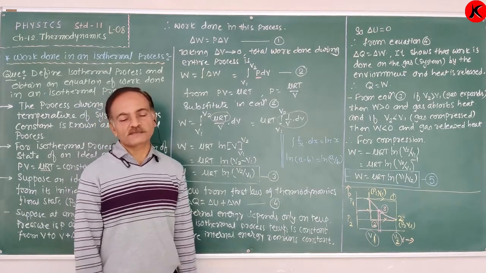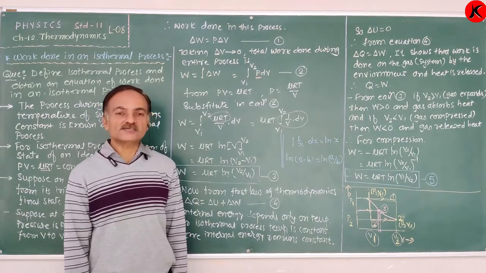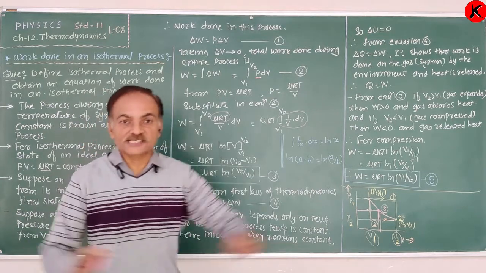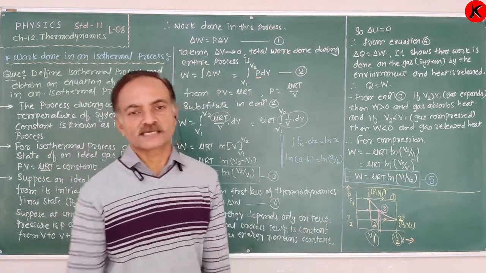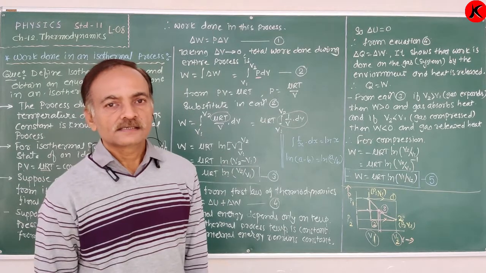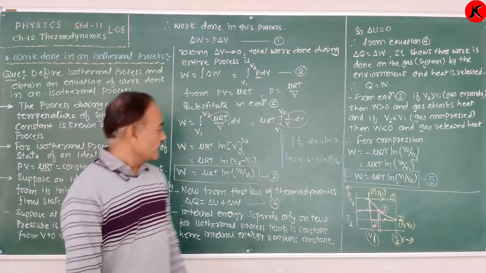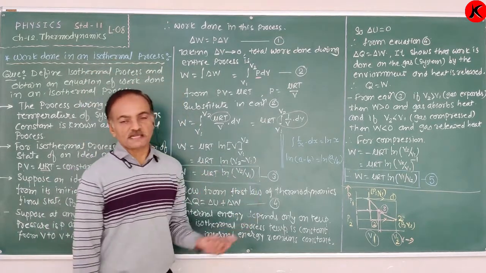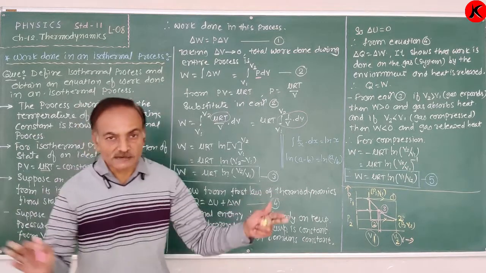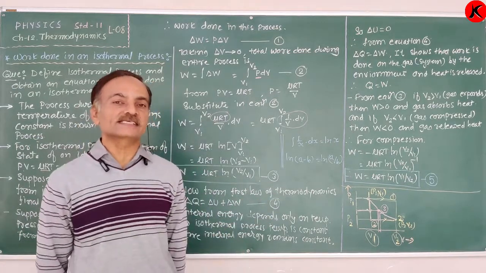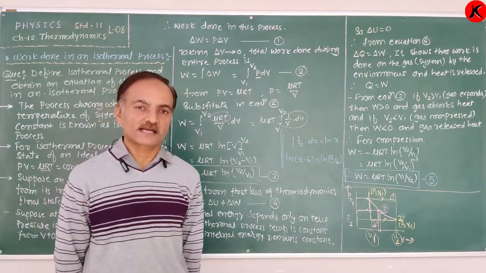Now here there are two possibilities. During the isothermal process, the gas is either expanded or compressed. So we have this equation for the expansion of the gas. If the gas is compressed, that means the volume is decreased. So what should be the equation of the work done?